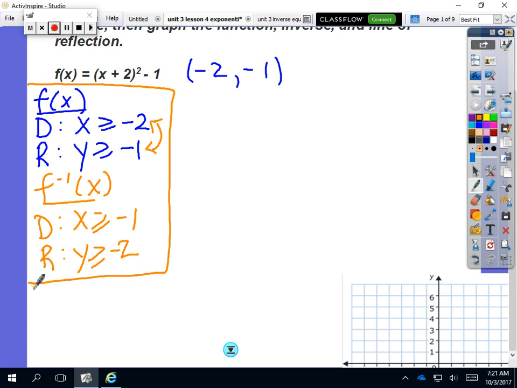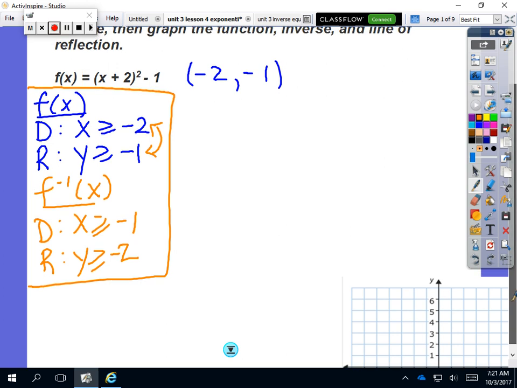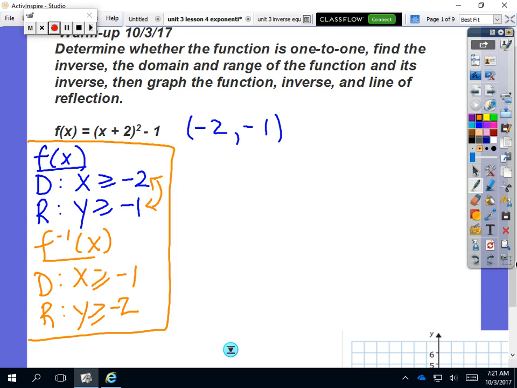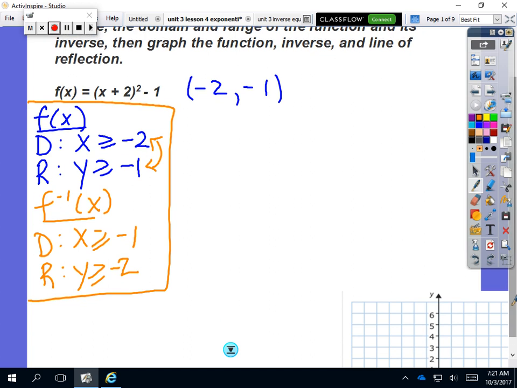So we decided that it wasn't one-to-one. We found the domain and range of the function and its inverse. Let's find the inverse of the function now. So the inverse, we did that on the first day. You just make this a y and then switch x and y. So x equals y plus 2 to the second power minus 1. Now we solve for y.